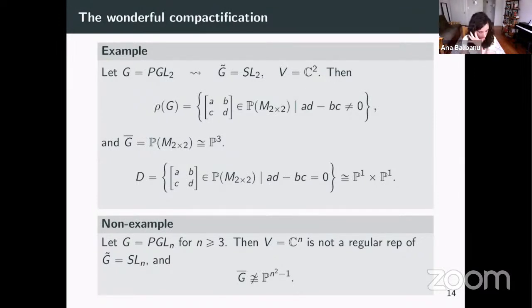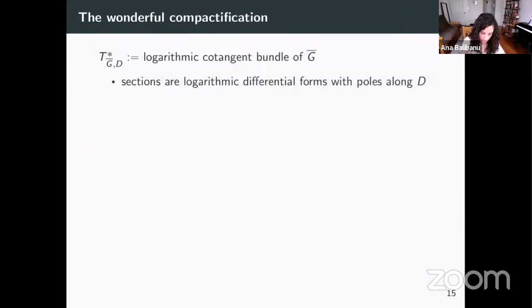Okay, so let me say also that the wonderful compactification comes equipped with what is called the logarithmic cotangent bundle. This is the bundle whose sections are logarithmic differential forms that have poles along the boundary divisor. So this is a sheaf of logarithmic differential forms, and because the boundary divisor is simple normal crossings, the sheaf is locally free, so it corresponds to a vector bundle. And this is what the log cotangent bundle is.